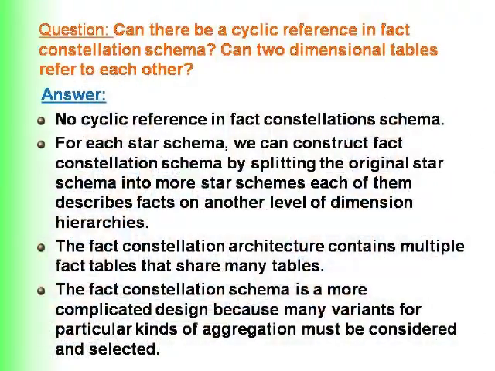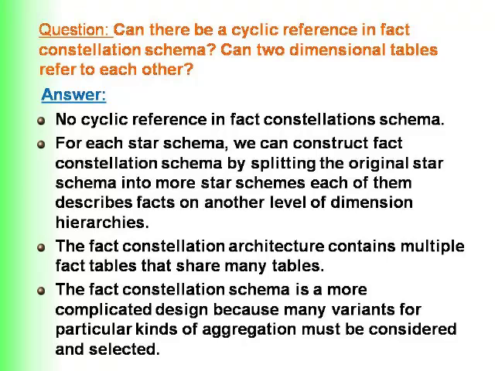So I want to ask that, can there be a cyclic reference in fact constellation schema? And can two-dimensional tables refer to each other? There is no cyclic reference in fact constellation schema. In fact, it is not allowed. For each star schema, it is possible to construct a fact constellation schema. How is it possible? By splitting the original star schema into more star schemas, and each one describes facts on another level of dimension hierarchies.